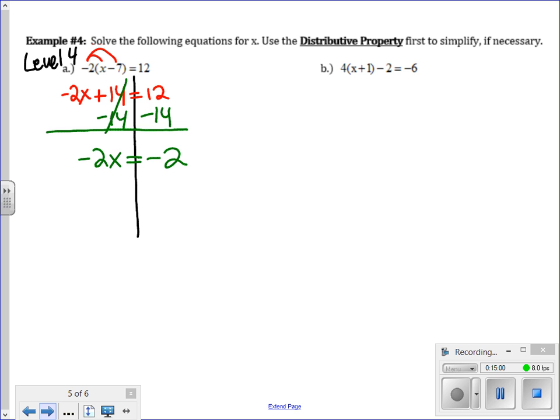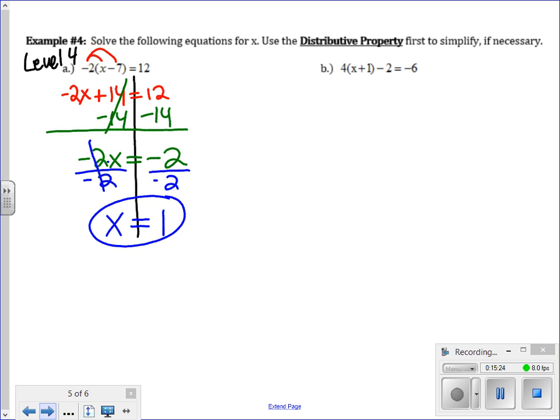Now the last thing I need to do to get x by itself is to divide by negative 2, because the negative 2x is multiplication. When I divide by negative 2, they go away, and I get x equals. Negative divided by a negative is a positive, so I know my answer is going to be positive. 2 divided by 2 is 1.